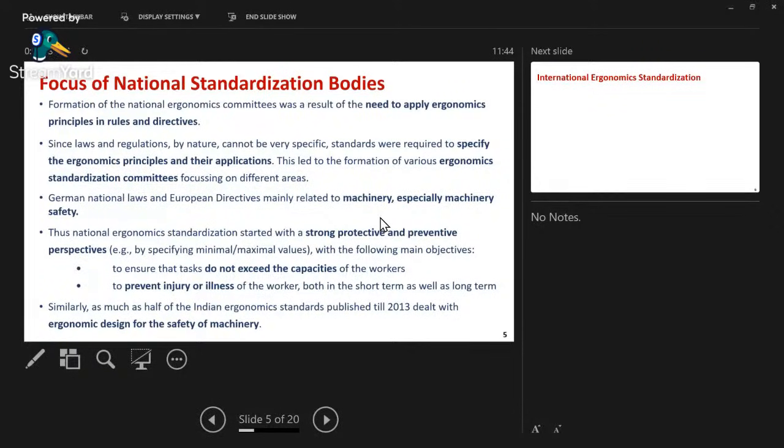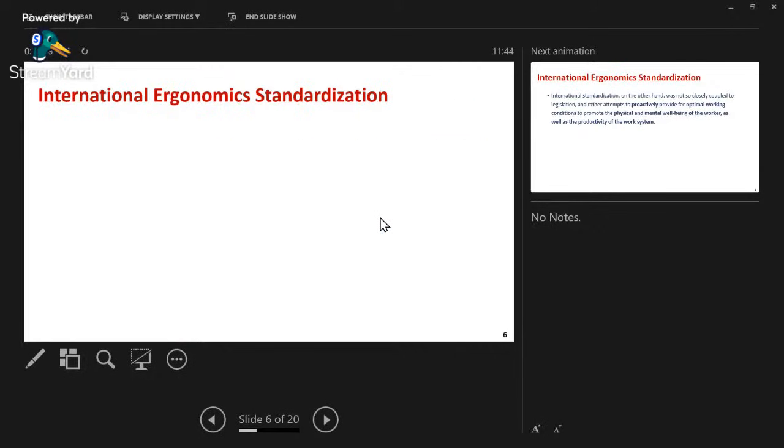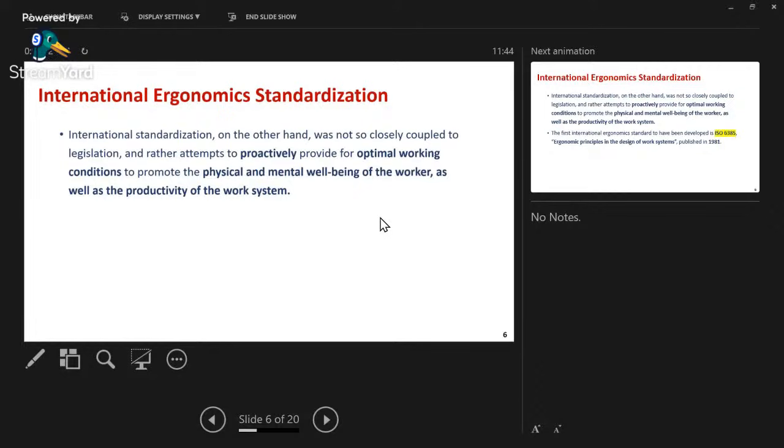As far as the general idea about international ergonomic standardization is concerned, basically it has been trying to proactively provide optimal working conditions for the physical and mental well-being of the worker as well as the productivity of the systems. So it is not only that we say this will be the height of the table, this will be the height of the chair, this will be the number of working hours. It is about the ways in which we can design the work, and now the specific idea is on the human-centered design of different activities, processes, equipment; everything should be human-centered.